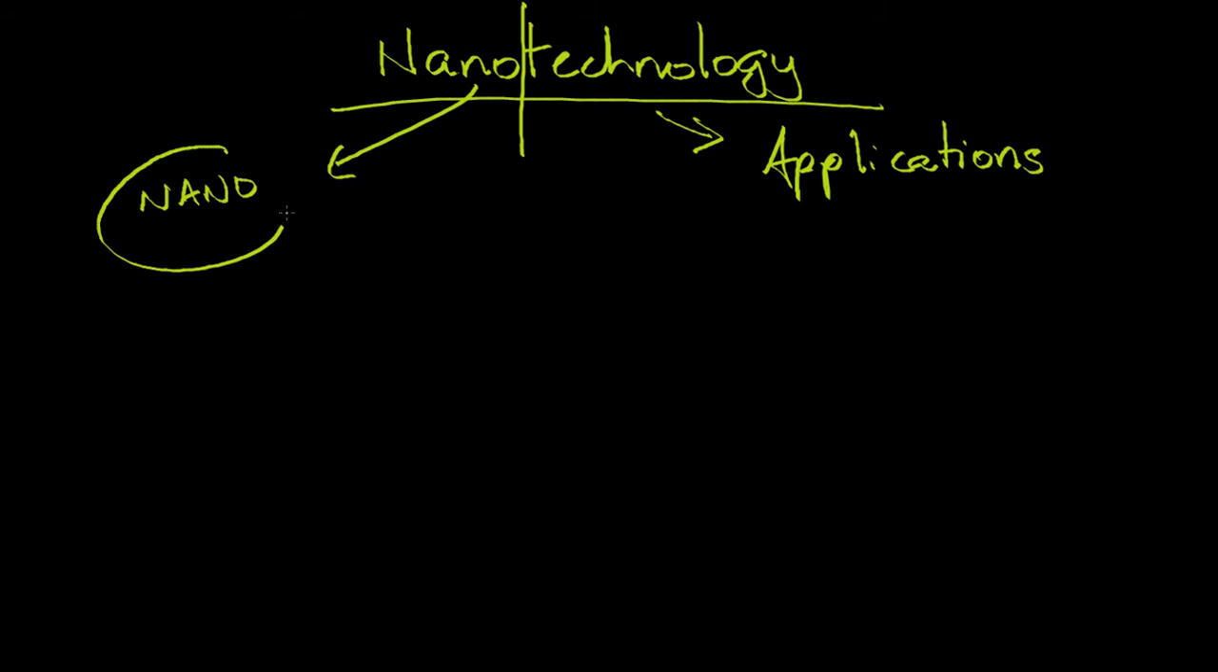Now, the word nano itself stems from the Greek word dwarf. So, just like the dwarfs in the Lord of the Rings, nano is very, very small. But exactly how small are we talking?